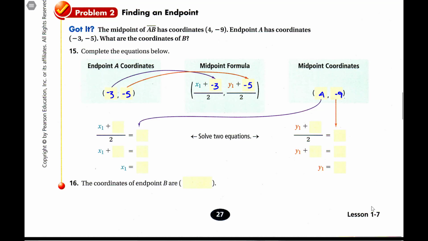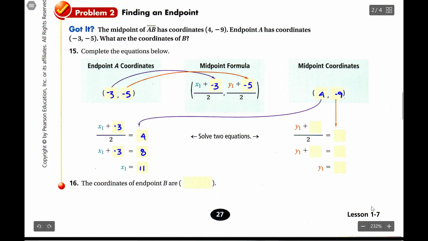For the x, we have x sub 1 plus negative 3 over 2 is equal to 4. That's the x value of the midpoint. We solve this algebraically. We multiply both sides by 2, and we have x plus negative 3 is equal to 8. Add 3 to both sides, and we get 11.